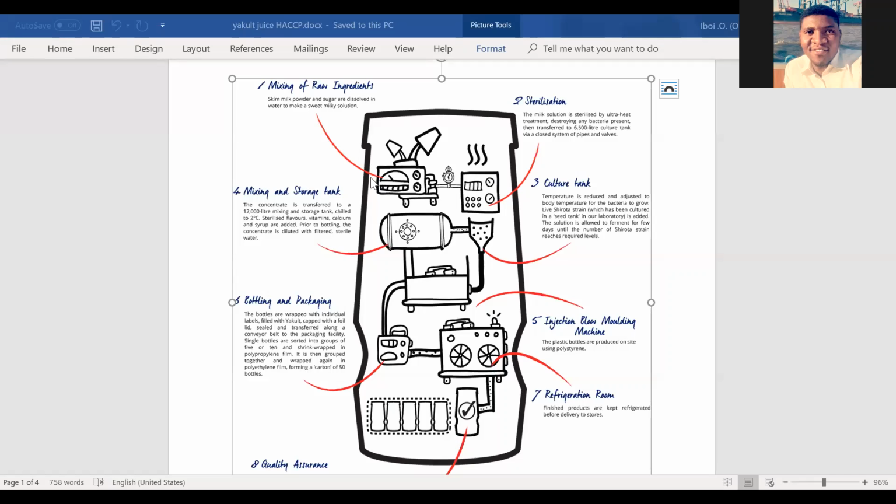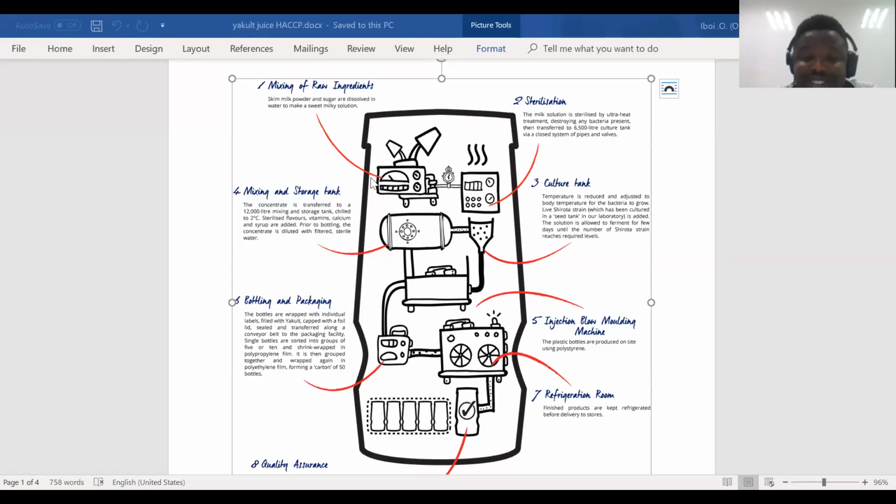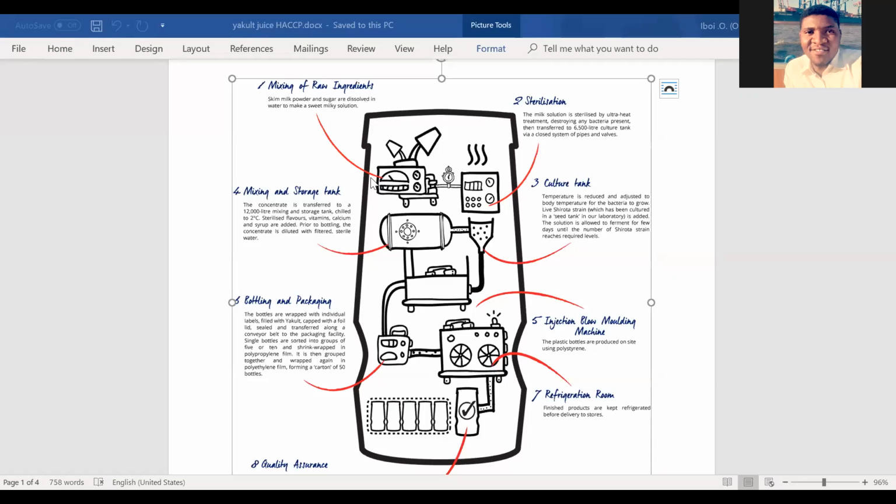and blow molding. Okay, Dominic, it is not about what you think. It's about what we have here. Exactly. So we'll stick to Chidima's own, which is here. So after mixing, we go to bottle blowing, bottling and packaging, and refrigerating.